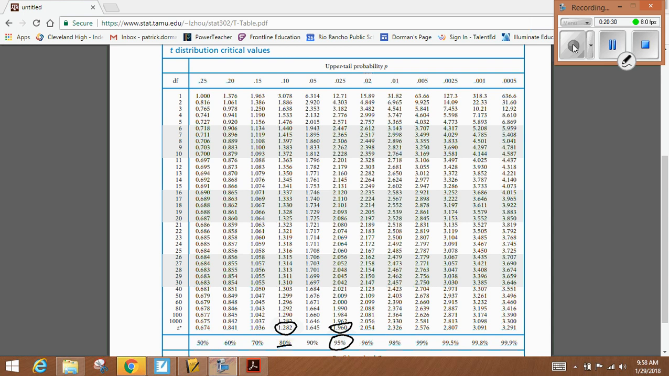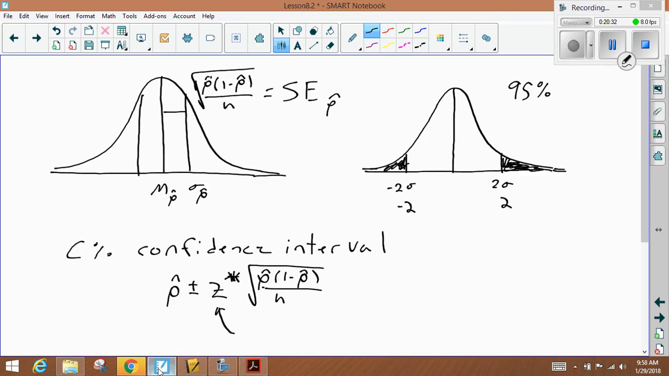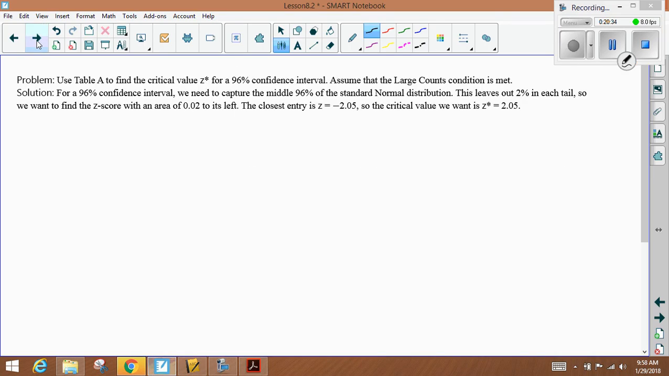All right, let's just go ahead and get into a problem. All right. So we're going to use, actually we're not going to use table A. We're going to use table B. Because it's better. It's the one you're going to want to use.